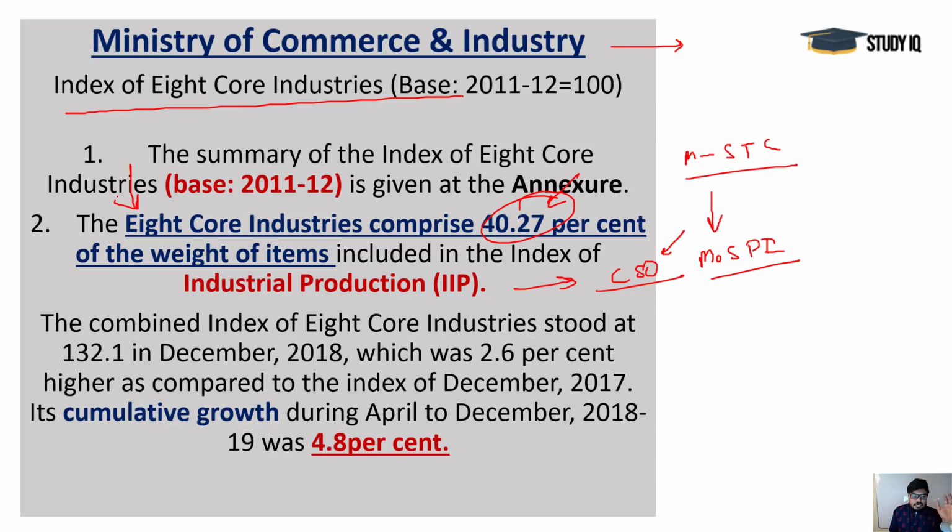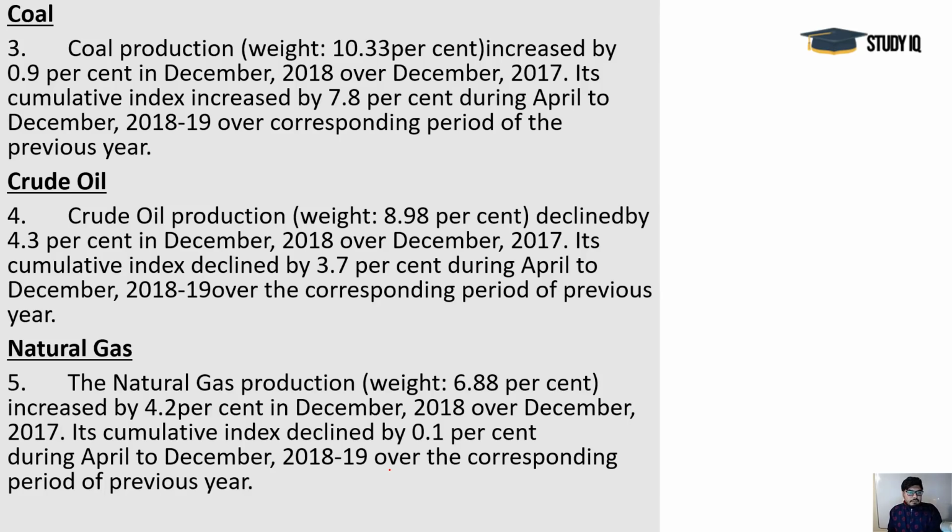So these 8 core industries are very crucial for the economy, and you see there has been 2.6% growth, comparing December 17's data. And during the April to December period of the last fiscal year 18-19, the growth was 4.8%. Okay, it is more than the average of the whole year. The whole year's average is 2.6, and this 8 months data is 4.8%. So that was good growth, and mainly the growth came in the coal sector.